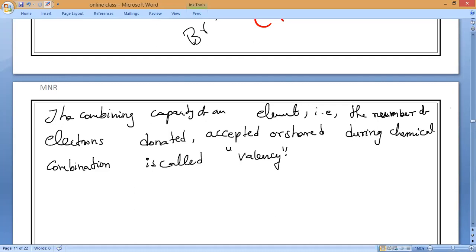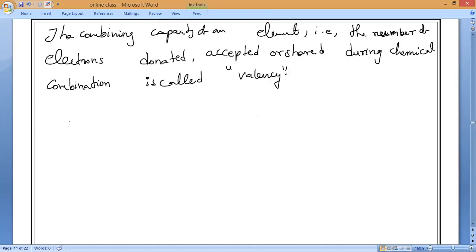Now, next, valency of ions. Keep heading. Valency of ions. What are ions? Anybody can tell me? Valency of ions. What are ions?